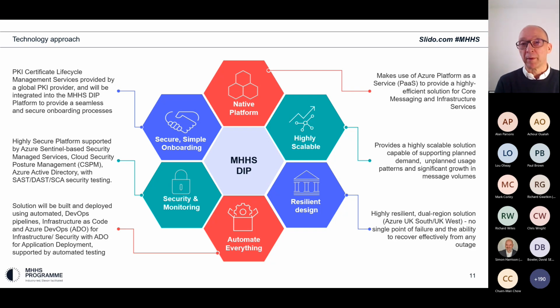And then probably the piece that is most relevant, but we want to call out specifically, is the onboarding process for participants. So PKI certificate management, we will be working with GlobalSign on PKI provision, and I know we will need to communicate in due course on the processes that will be required for onboarding to the DIP as we move forward. So hopefully that gives you a very high level view of the technology approach that we're going to adopt for the DIP. Should we move on to the next slide?